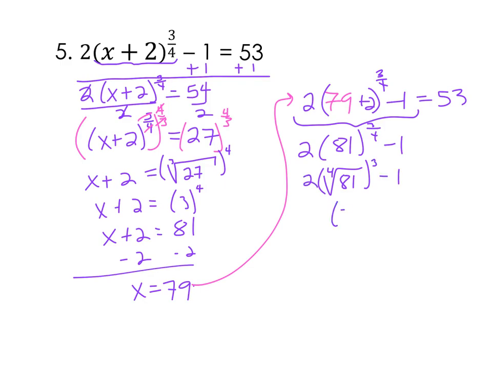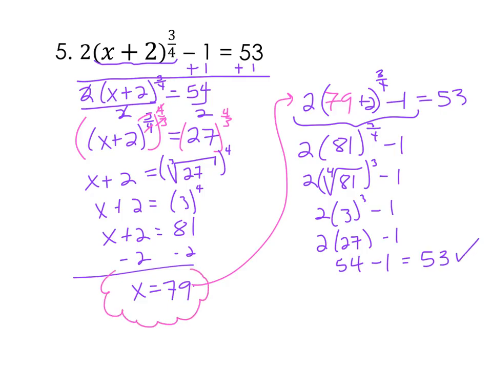4th root of 81 is 3 cubed. All right, I think we're looking good here. 3 cubed is 27. That gives us 2 times 27. That's 54 minus 1. Does that equal 53? Yes, it does. Again, that tells us that x equals 79 is a valid solution to this rational equation. And that's our final lesson from Chapter 6.